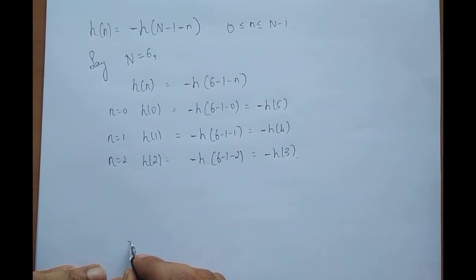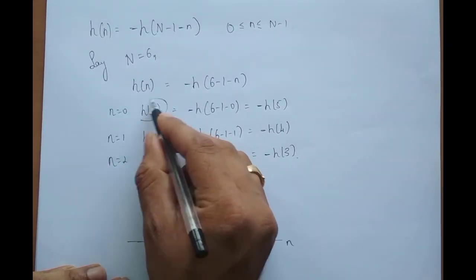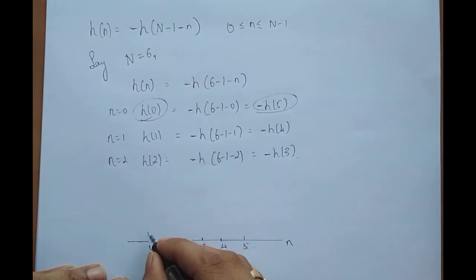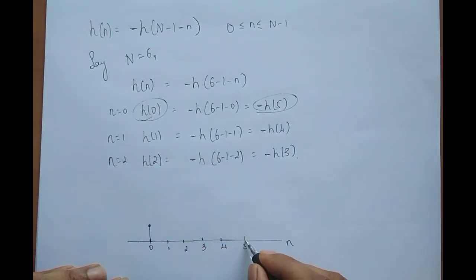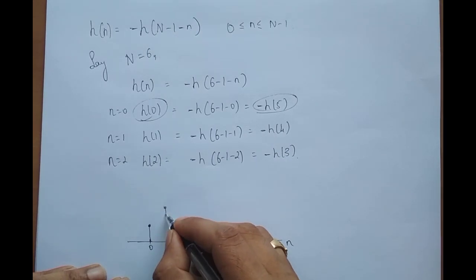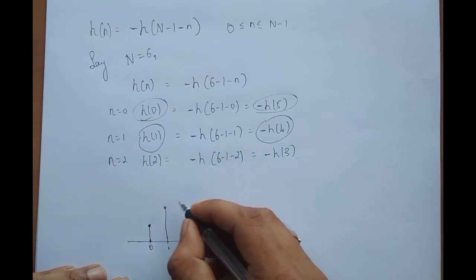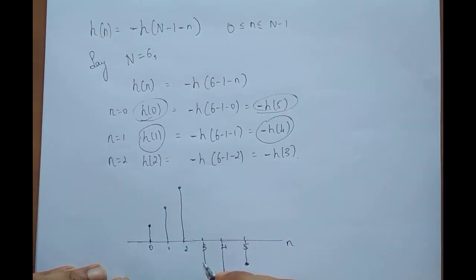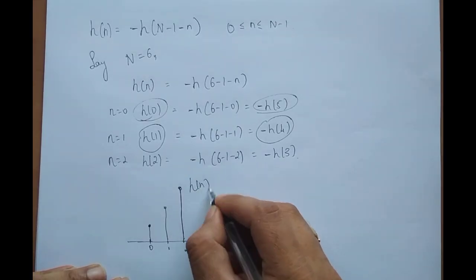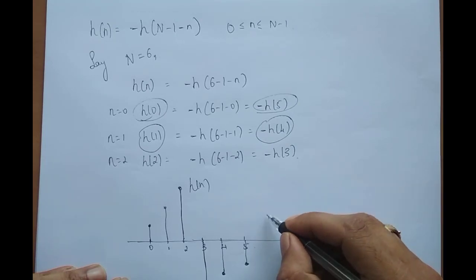If I try to plot this impulse response, it resembles an antisymmetric, which is odd, shape. With n equal to 0, 1, 2, 3, 4, 5, h of 0 is equal to minus h of 5, so if this is my h of 0th sample, it is the negative of the h of 5 sample. h of 1 is equal to minus of h of 4, the negative of this sample. And h of 2 is equal to minus of h of 3. So this is our h of n, and that's why it is called antisymmetric.